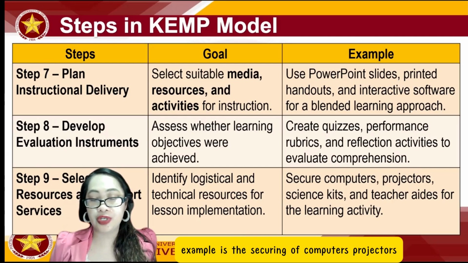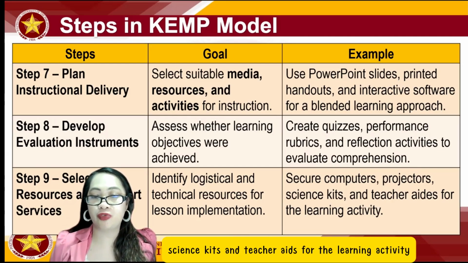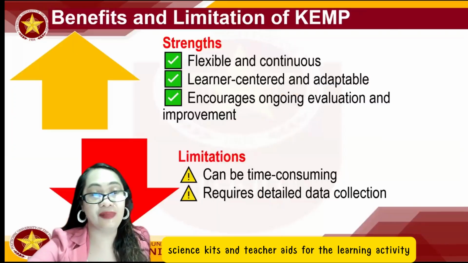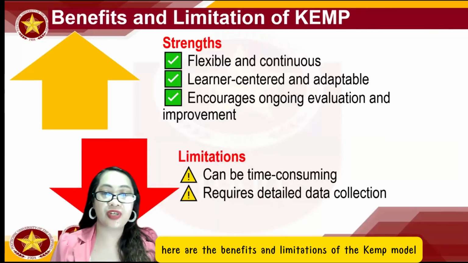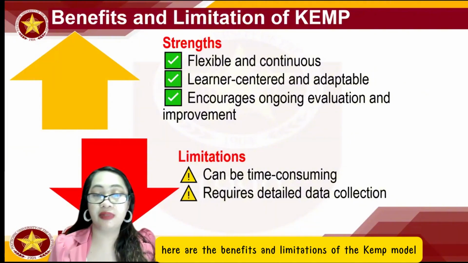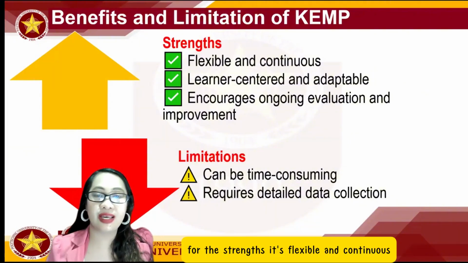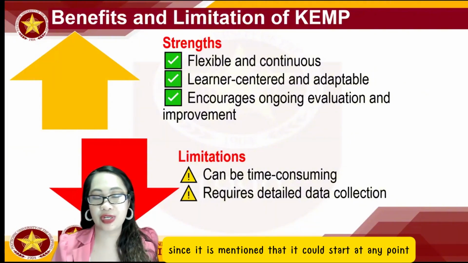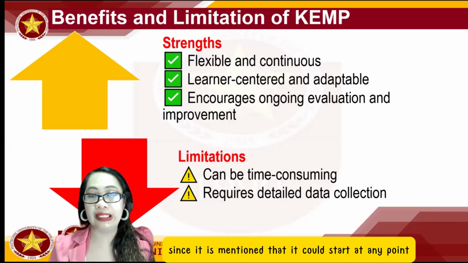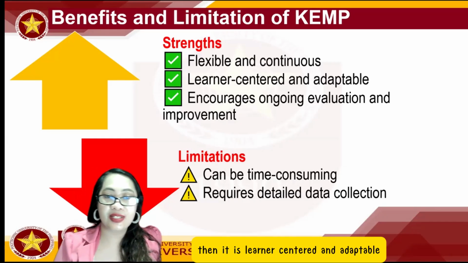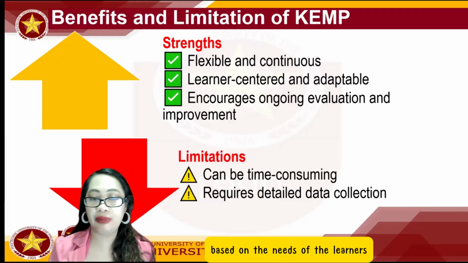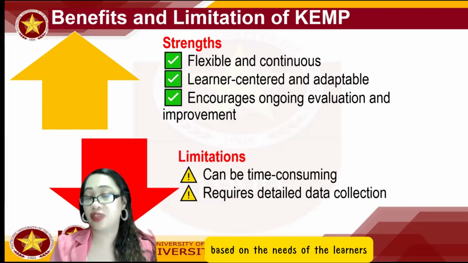Example is the securing of computers, projectors, science kits, and teacher aids for the learning activity. Here are the benefits and limitations of the CAMP model. For the strengths, it's flexible and continuous, since it is mentioned that it could start at any point. Then it is learner-centered and adaptable based on the needs of the learners as well.